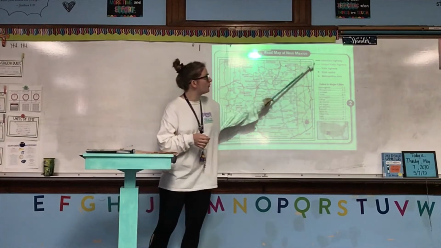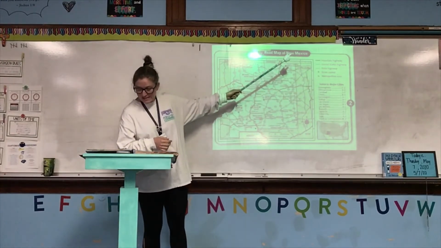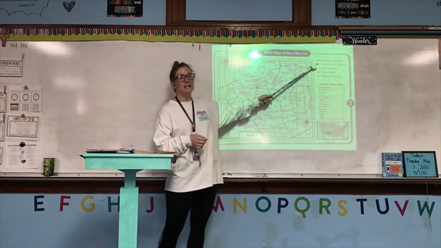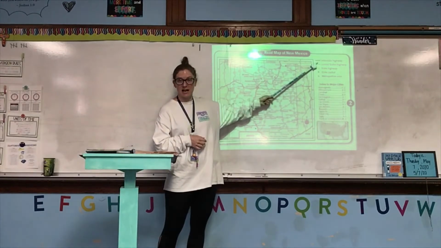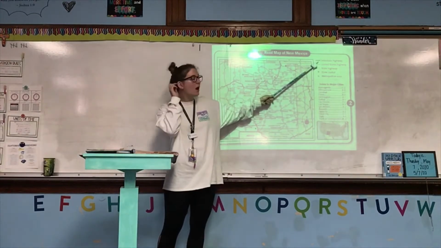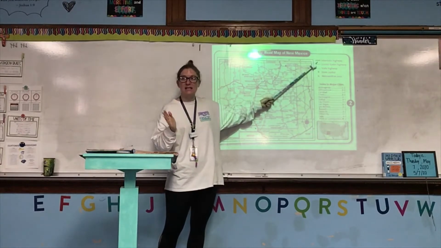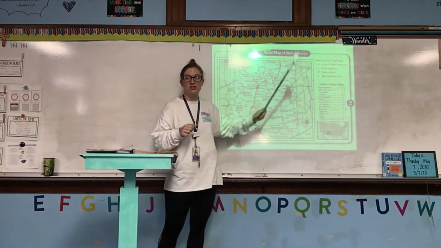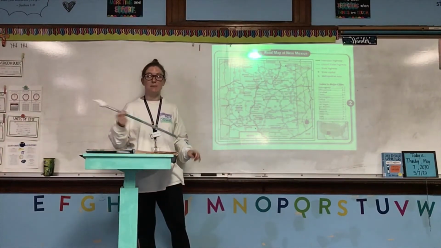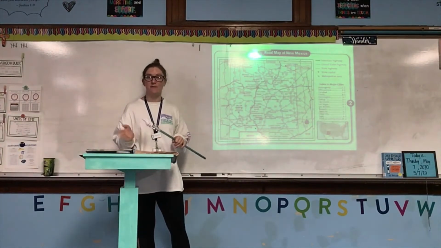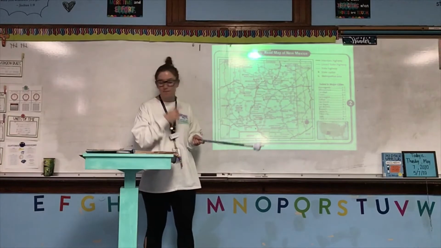So if we look over here at this key, we see that the blue thick line shows an interstate highway. Those are those high-speed, limited access highways. So you have to take the exits. There's no red lights. You just keep going until there's traffic or it's time for you to get off at the exit.